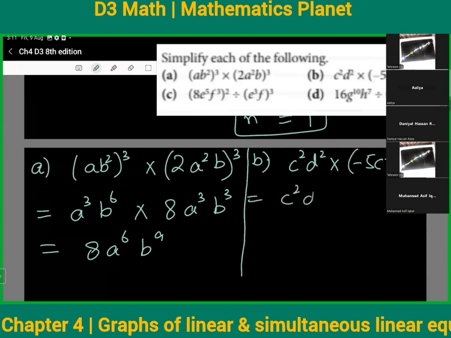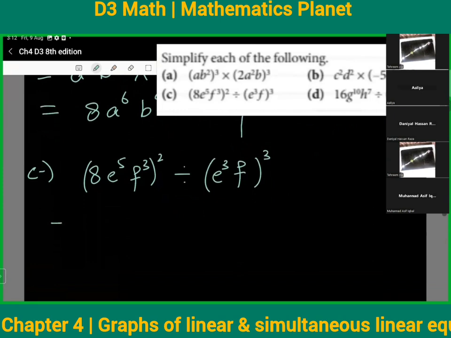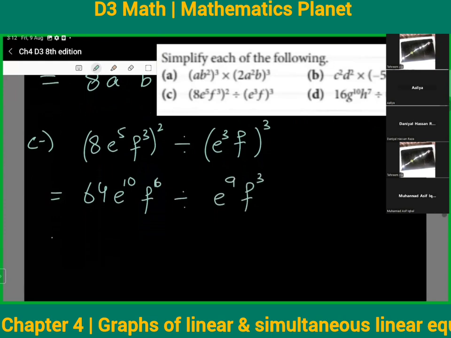Okay. (c²d²) multiplied by minus minus plus 25c⁶d⁶, which is 25c⁸d⁸. Next, 8e⁵f³ squared divided by e³f³. So we can write 8 times 8 is 64, e¹⁰f⁶ divided by e⁹f³. So you will get 64e¹f³.